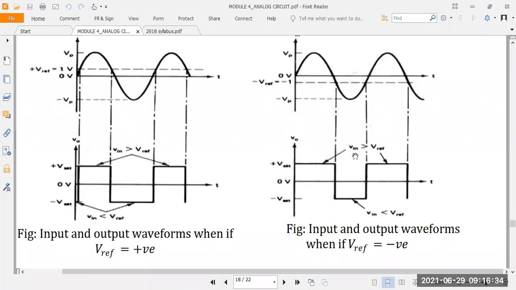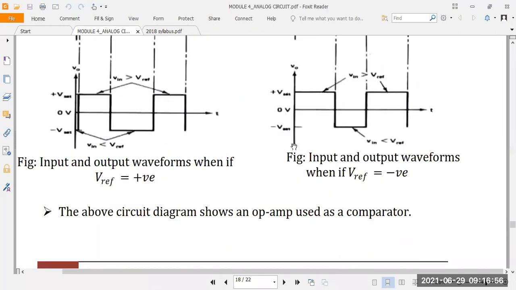When V in crosses the V reference here, you'll get a plus VCC. When V in is below the V reference here, then you'll get a minus. That is for the negative. Same condition, but the reference is negative. That's why it is taken below the zero voltage. See here, where V reference is connected below the zero voltage. Understood? This is for the negative reference.